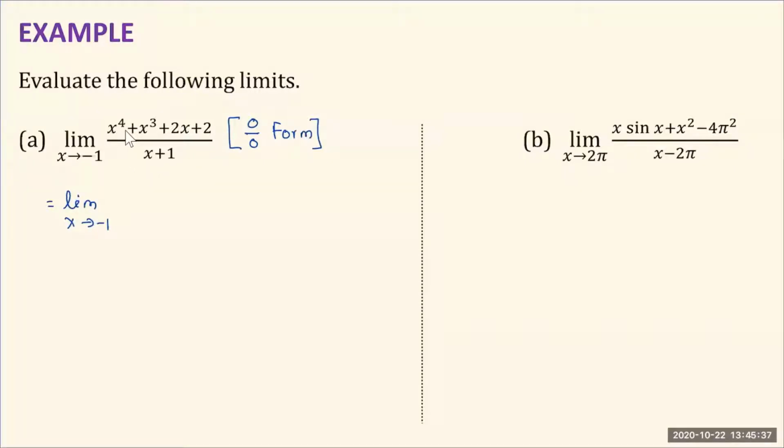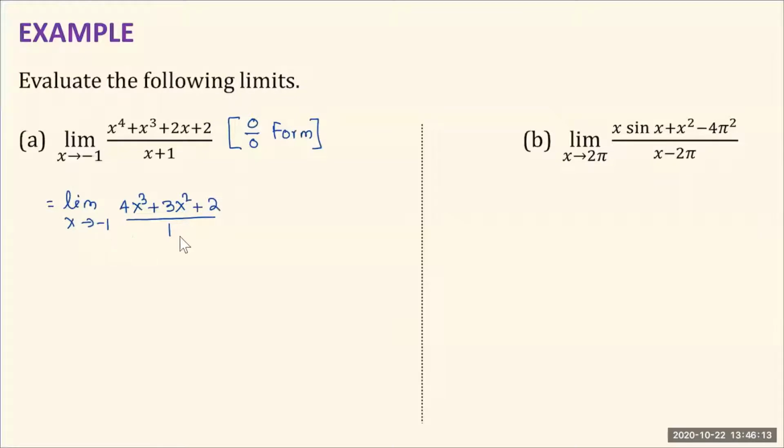If I want to find the derivative in the numerator, the derivative of x to the 4 will be 4x cubed. The derivative of x cubed will be 3x squared. The derivative of 2x will be 2. And the derivative of 2 will be 0, divided by the derivative of the denominator; the derivative of x plus 1 is 1. Now it is no more in 0 over 0 or indeterminate form because my denominator is 1. So by using L'Hopital's rule one time, the indeterminate form is gone.